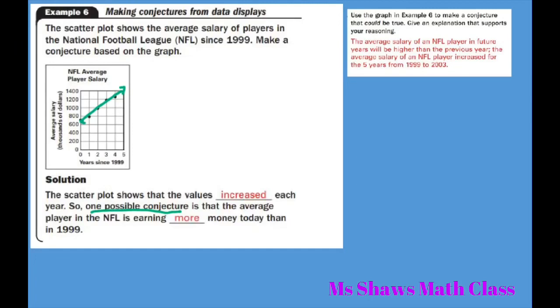So basically give an explanation that supports your reasoning. To support your reasoning, the average salary of an NFL player in the future years will be higher than the previous year. So the average salary of an NFL player increased for the 5 years from 1999 to 2003. So you could look that up and test it.